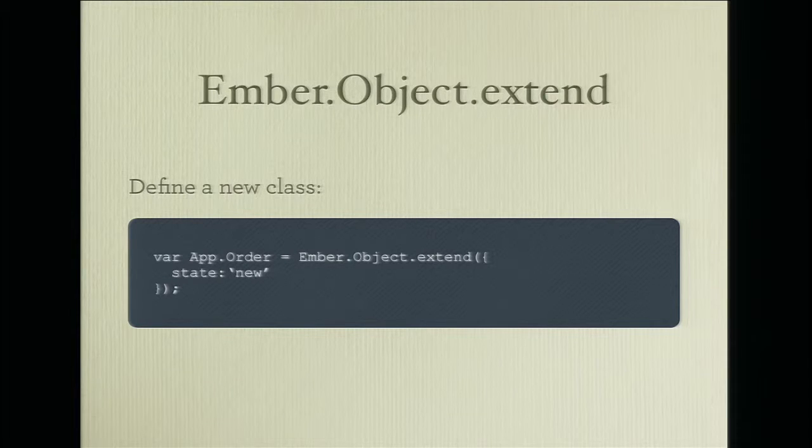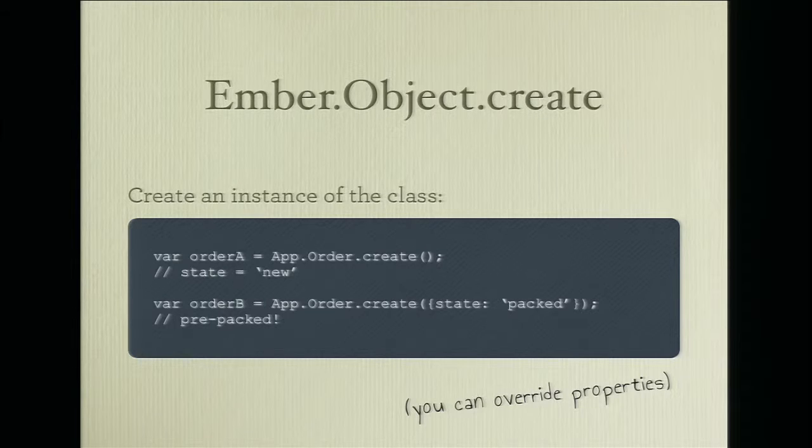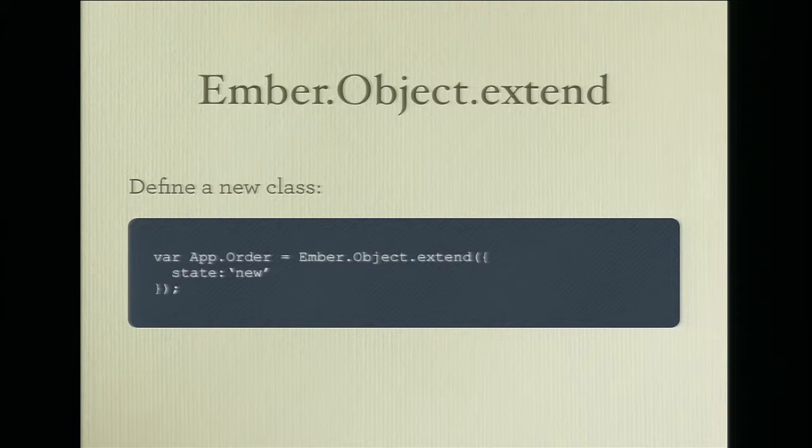So in this case, what we're doing is creating a new class, and we're assigning it to order. Simple. It has one property, which is state, which is just a string. You can see in here, I'm actually creating an order. This is an actual instance of the order. And in the second one, I'm overriding what the state is. So you can think of these properties here as the defaults for any instances that are created.